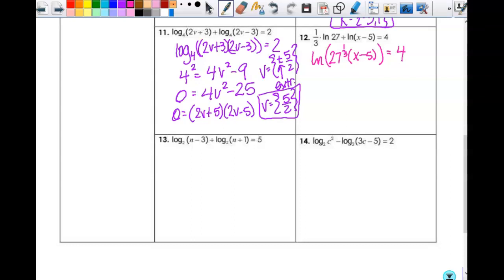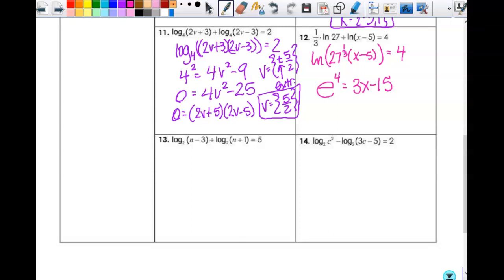Okay. So that's, and you might have written that step a little bit differently, but that's what's happening there. Then what's 27 to the 1/3 power? 3. Okay. So at this point, I have a single log equal to a number. So I could rewrite it now as e to the 4th equals, and then I could simplify this as I take it out. So this will be 3 times x minus 5, which will give me 3x minus 15.